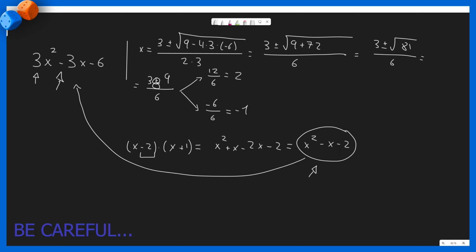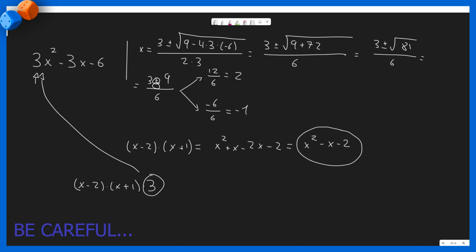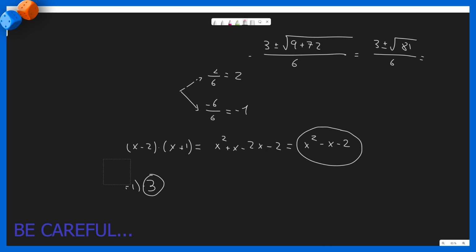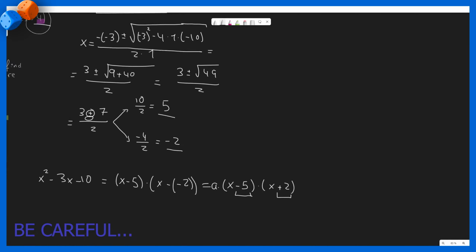That's why using the quadratic formula has its risks. What would we have to do? Just multiply the expression we had times the number accompanying x squared. In this case, x minus 2 times x plus 1 times 3, which is the number accompanying x squared in our first expression. So, now that you know how to factorize a second-grade polynomial, we will start with the exercises.